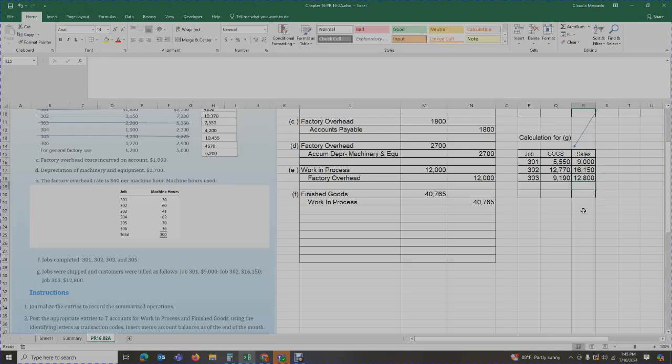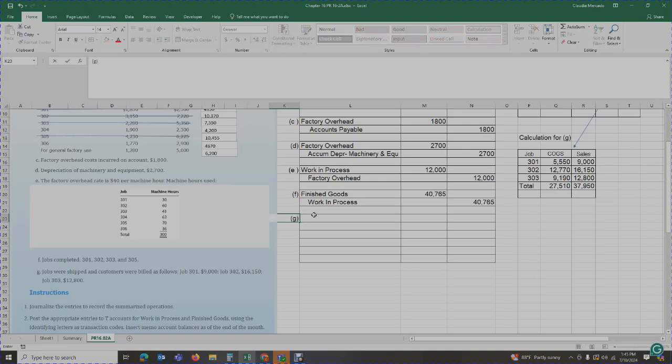Okay. So my total for my cost of goods sold is going to be, for these 3 jobs, $27,510. That is how much it cost me to manufacture those 3 jobs. And I sold those goods for $37,950. Okay, so now we have to do the entry to record that sale. We've made those sales right there, letter G.